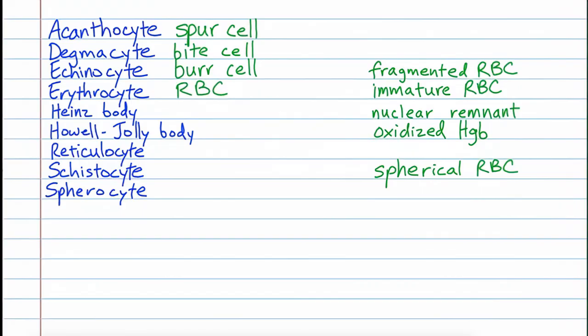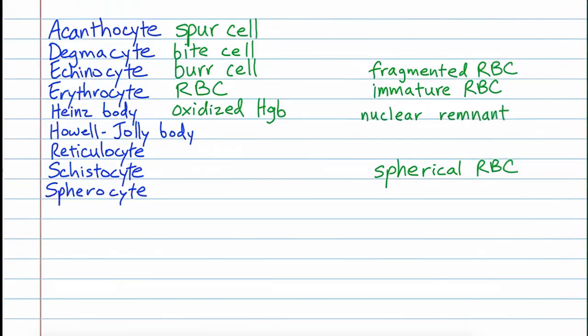Then Heinz bodies. Heinz bodies are those oxidated hemoglobin bodies that are found in the red cells, precipitated out in the red cells in patients with G6PD deficiency. Then a Howell-Jolly body is the nuclear remnant that is found in red cells in patients with asplenia.